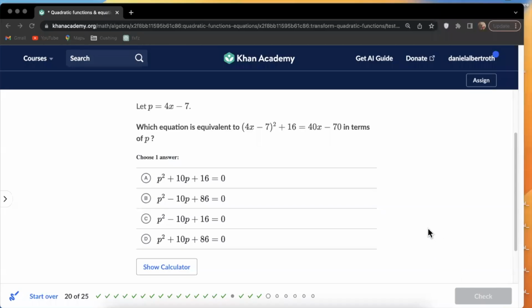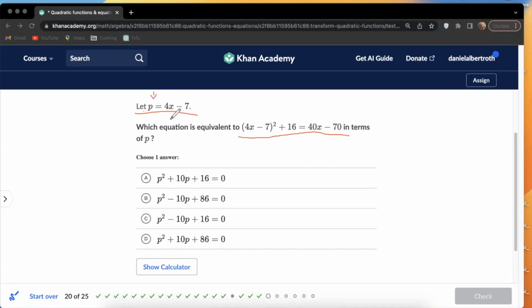All right. So for this question, it says let P equal 4x minus 7. That's very nice. So P is 4x minus 7. Which equation is equivalent to (4x minus 7) squared plus 16 equals 4x minus 70? All right. So what we're going to do in this question is try to rewrite this equation, but instead of using x, we want to use P.